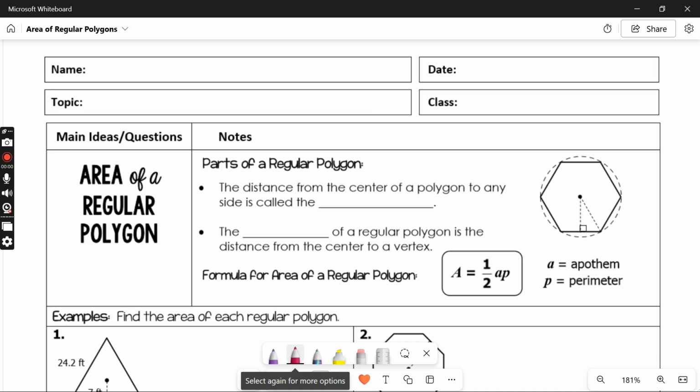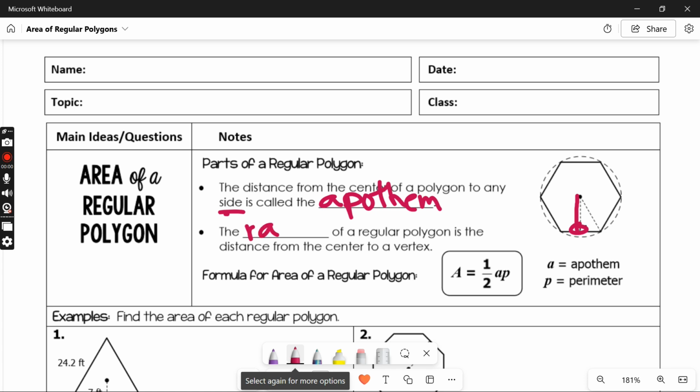Today we're going to talk about area of regular polygons. So, parts of a regular polygon. The distance from the center of a polygon to any side is called the apothem. When you say it fast, it kind of sounds like opossum, but it's called an apothem. So that's from the center to the side, and it's at a right angle.